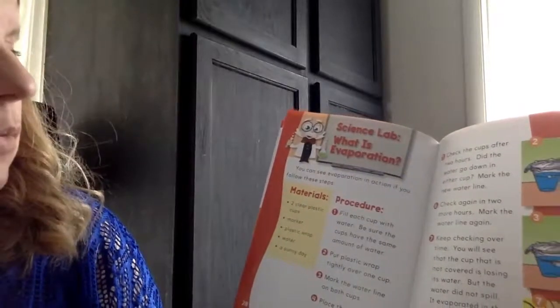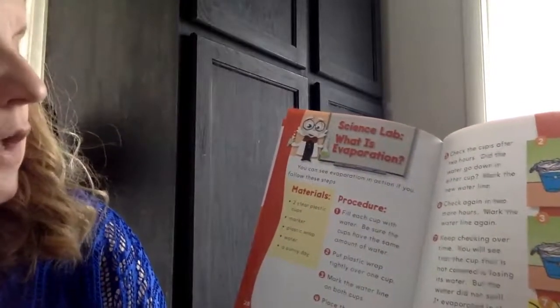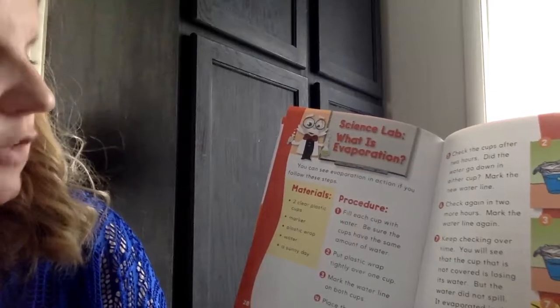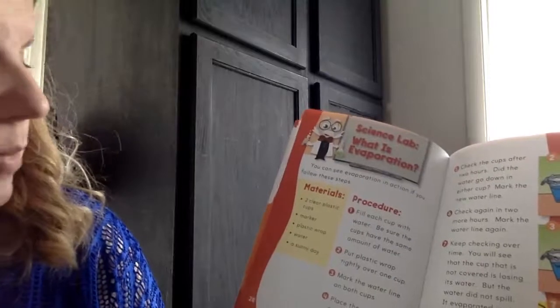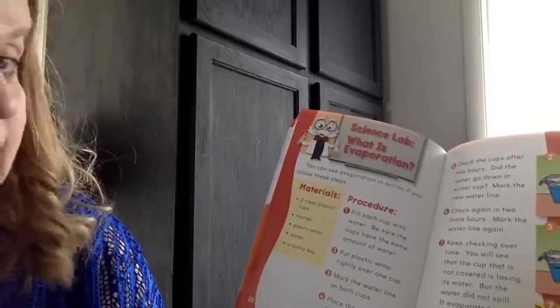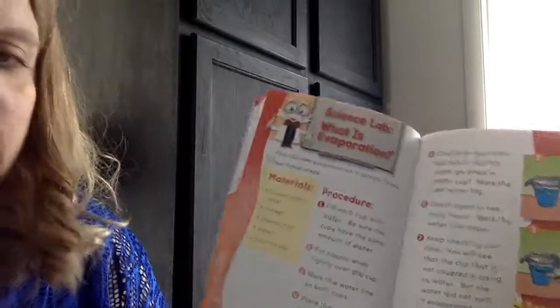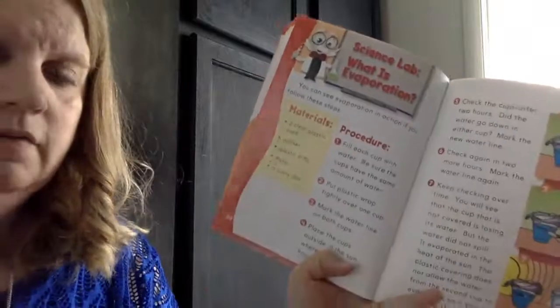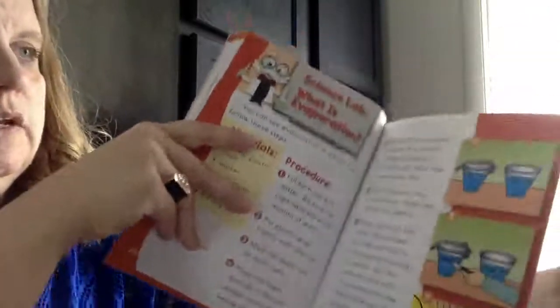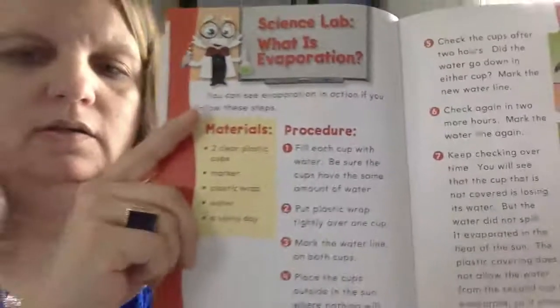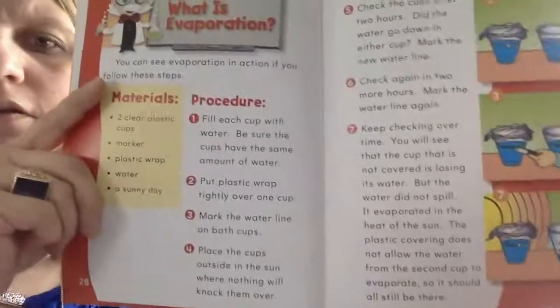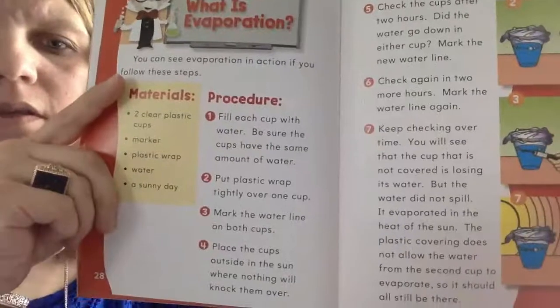Science lab. What is evaporation? You can see evaporation in action if you follow these steps. So if you have 2 clear plastic cups, a marker, a plastic wrap, water, and a sunny day, you can do this fun experiment. So I'm going to hold it here so you can see the procedures, and maybe you can pause your screen. There we go. I think you can see all of them right there.